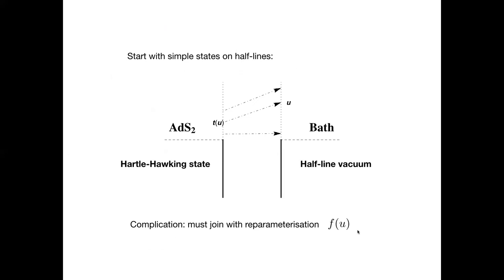But the very important thing here is that I can't just naively join Poincaré AdS2 to the auxiliary bath system. I have to join the appropriate physical time u to the time in the bath. So I need to join them with this reparametrization f that I talked about before. And that's what makes life complicated.